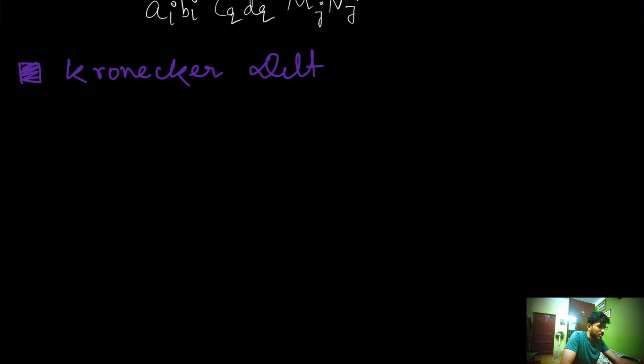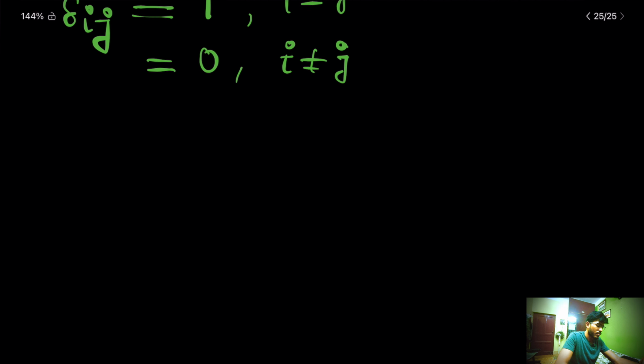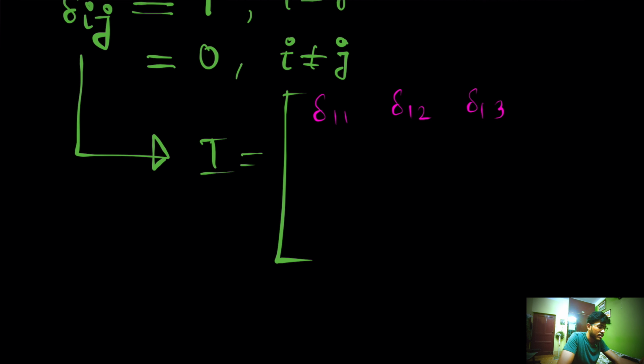So Kronecker delta. It is a second order tensor, delta ij, and this is equal to 1 when i equal to j, and equal to 0 when i not equal to j. In other words, it is nothing but the identity matrix, because if I write the matrix in terms of the delta, it becomes delta 1 1, delta 1 2, delta 1 3, delta 2 1, delta 2 2, delta 2 3, delta 3 1, delta 3 2, delta 3 3.